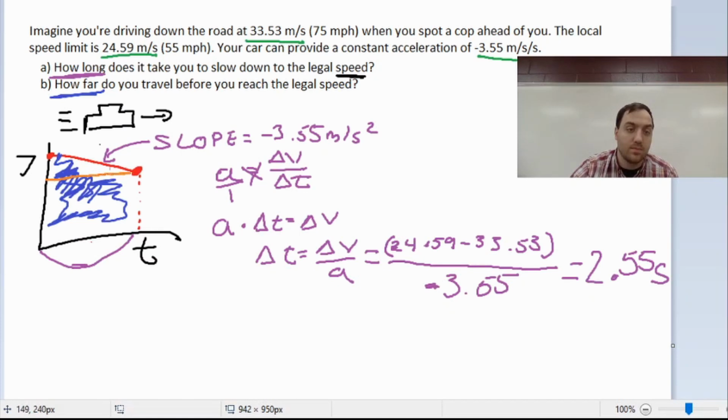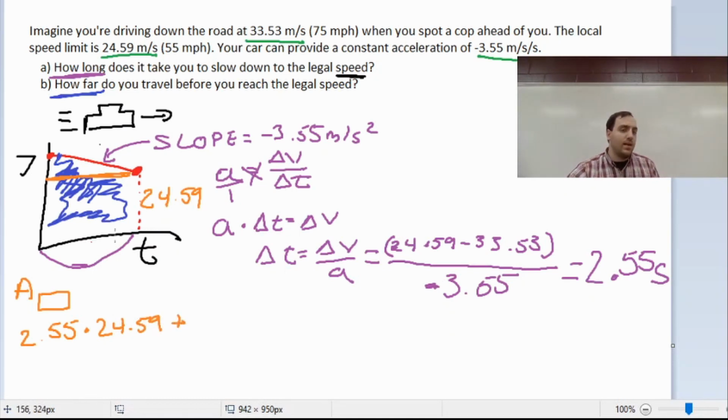So we split here, like so. Let's talk about this rectangle first. This rectangle is how wide and how tall. Well, the lowest point here, this point right here, we know is 24.59 meters per second. How do we know that? Because it's what you slowed down to. Comes out of the graph. So this side is 24.59. So the rectangle has an area of 2.55 times 24.59.